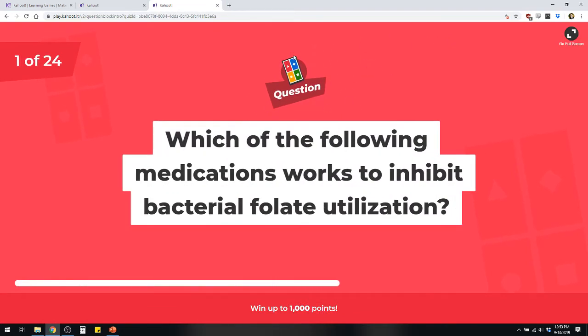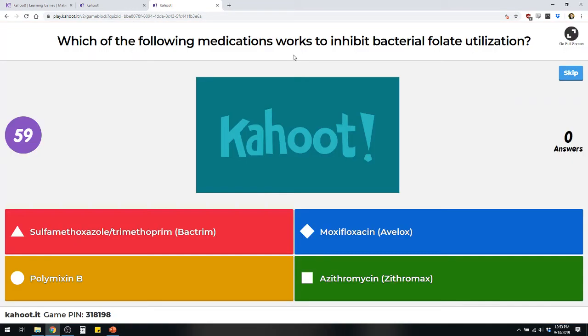All right, which of the following medications is going to work by inhibiting bacterial folate utilization? You guys can see the code down at the bottom if you need to join in, and it's on there on the back screen.